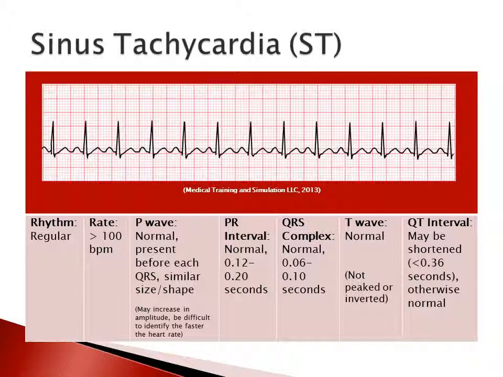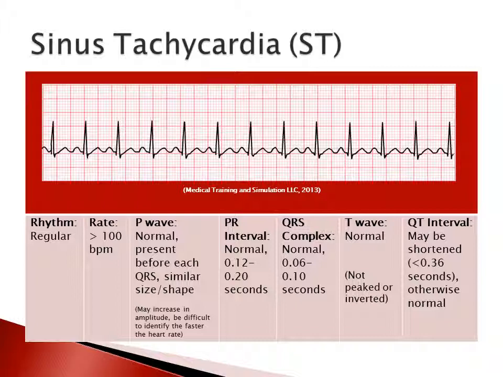We're going to measure the distance between our P waves across the strip. And we can tell that they're normal all the way across. They're all the same distance apart. So that tells us we have a regular rhythm. And our rate, based on the number of QRS complexes, is greater than 100. We have a total of 13 QRS complexes, so that gives us a heart rate of 130 beats per minute. And that's outside of our 60 to 100 beats per minute parameter.